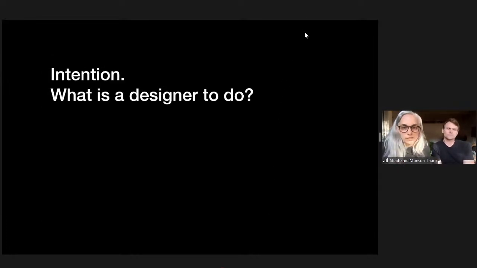So the first one, intention. What is a designer to do? We view the designer's intention as the initial guiding force that influences all subsequent design decisions. This helps the designer get straight on what you're doing and why you're doing it. If you're straight on what you're doing, you'll be more effective and more efficient.